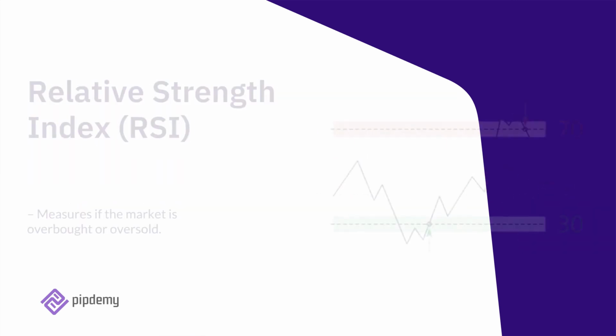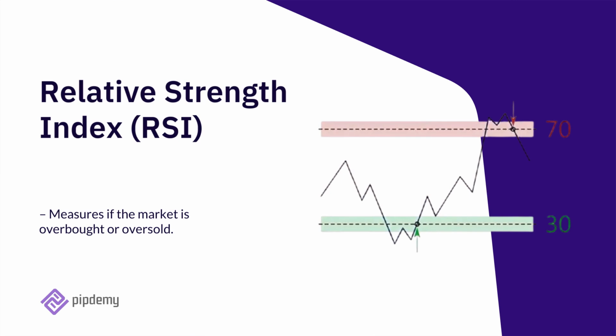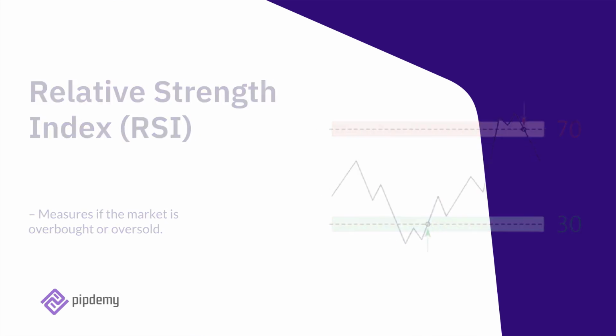Relative Strength Index, RSI, is a momentum indicator that measures whether an asset is overbought or oversold on a scale of 0 to 100. Above 70, the market might be overbought and due for a pullback. Below 30, the market could be oversold, signaling a potential bounce. Traders use RSI to spot trend reversals and confirm trade entries, especially when combined with other indicators.